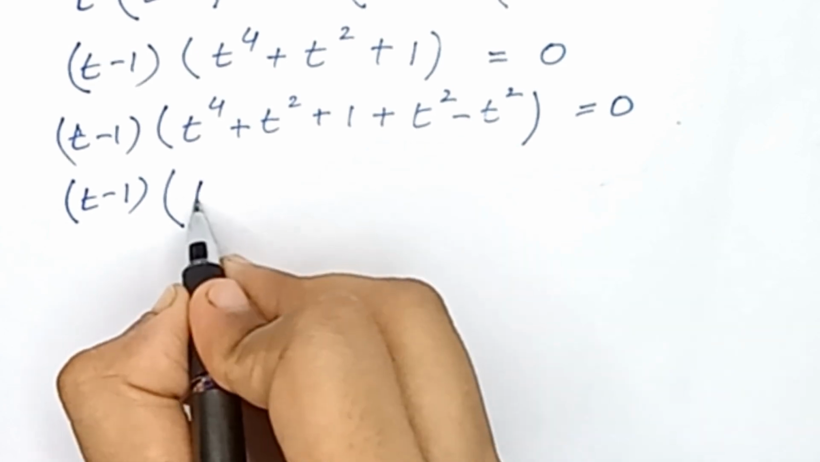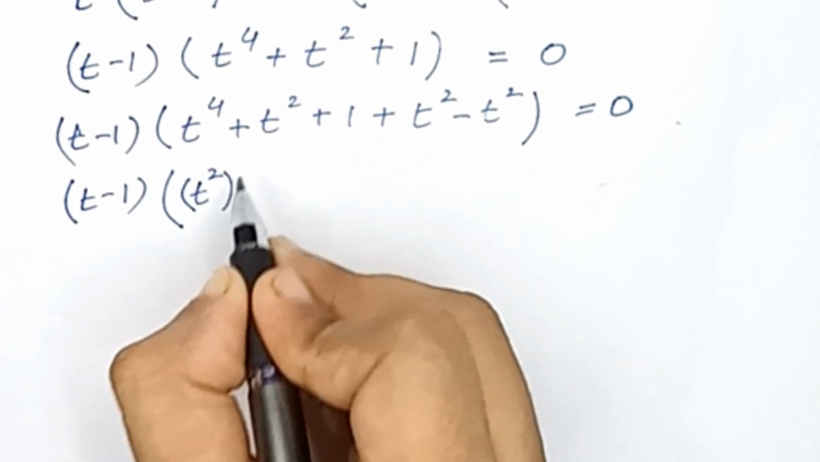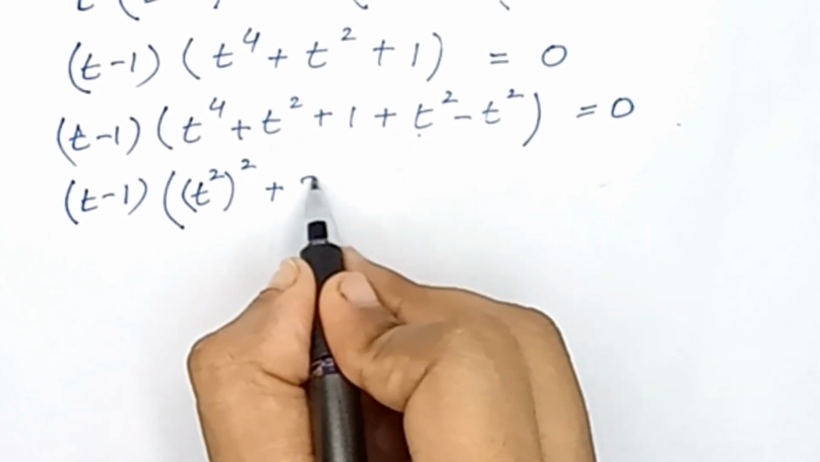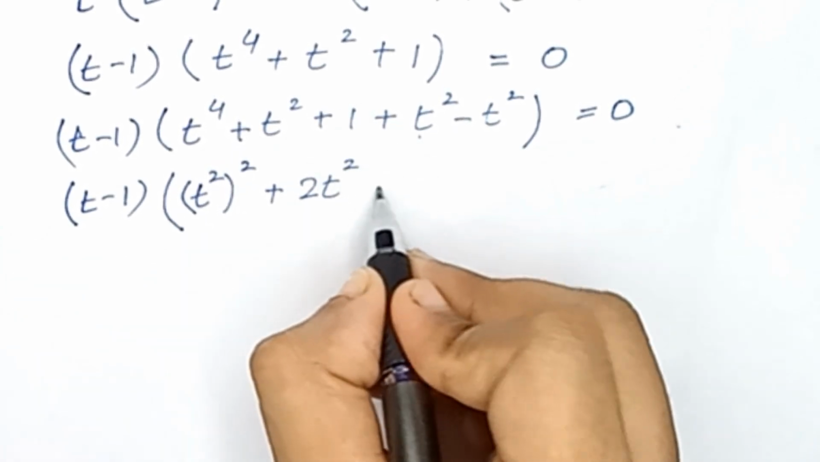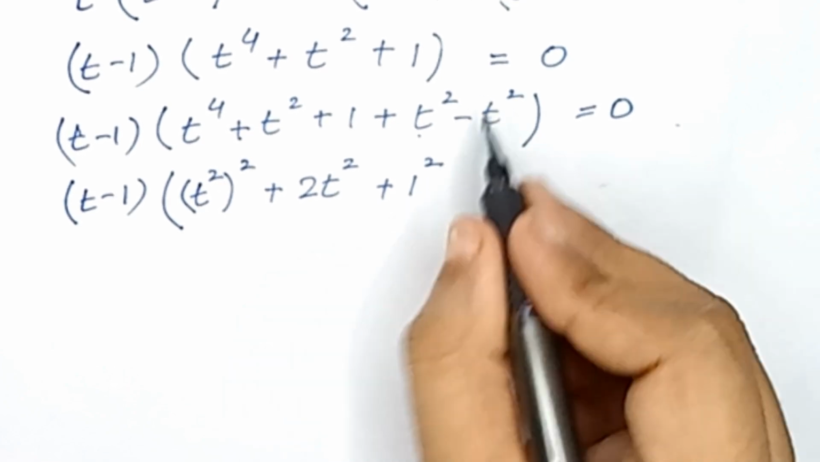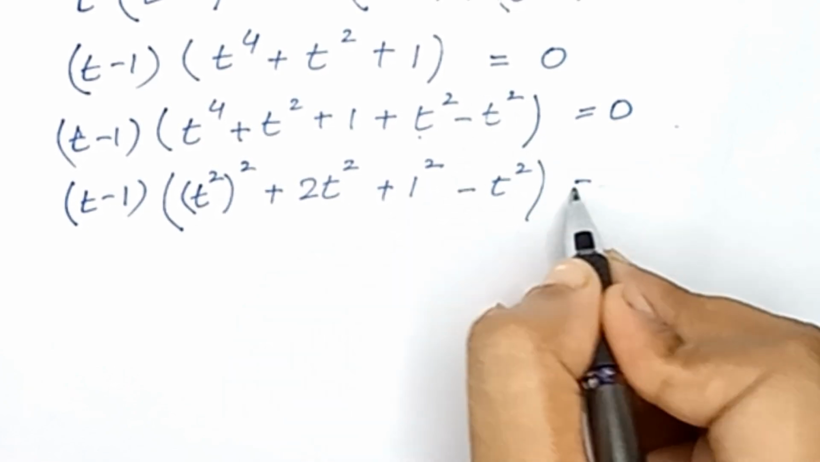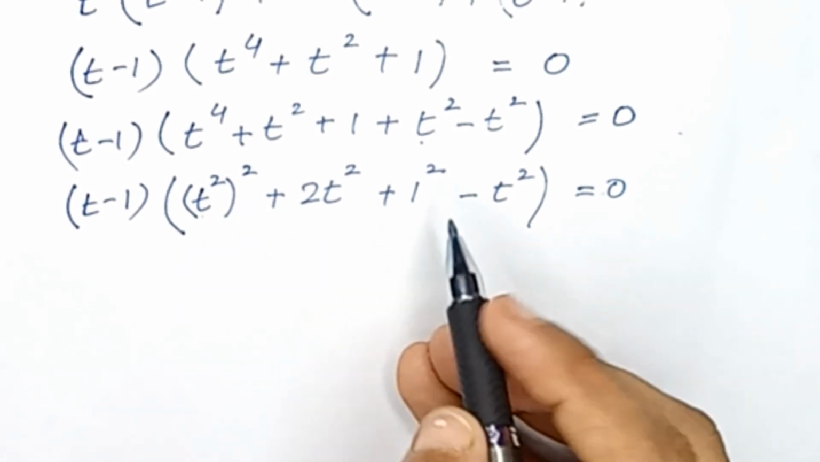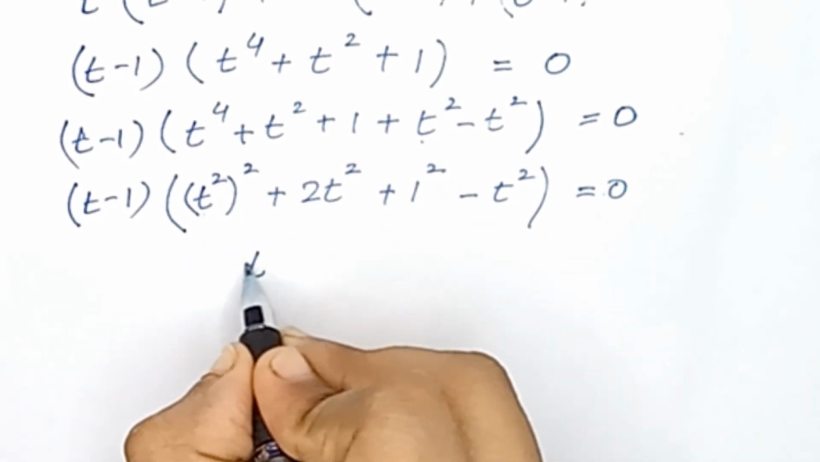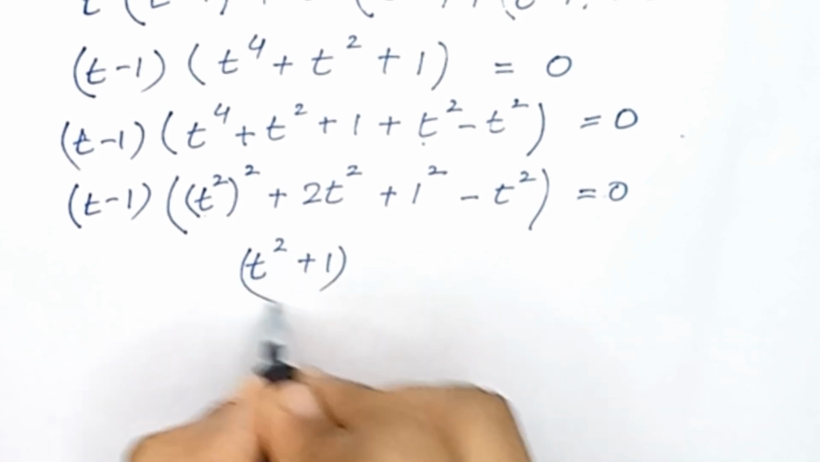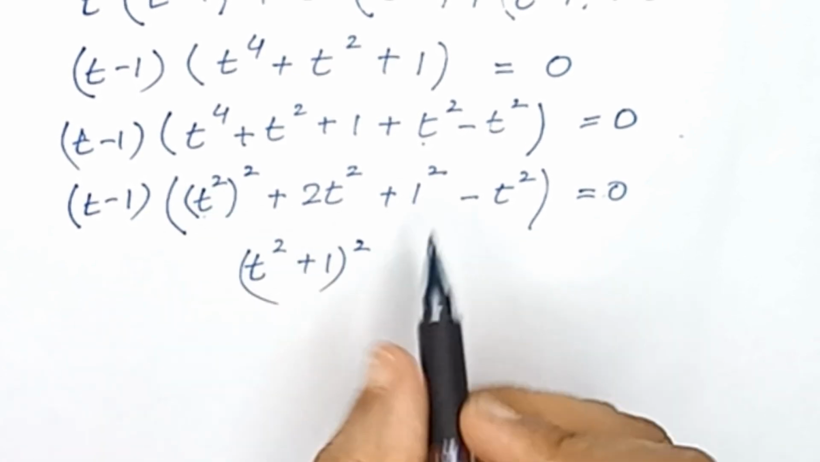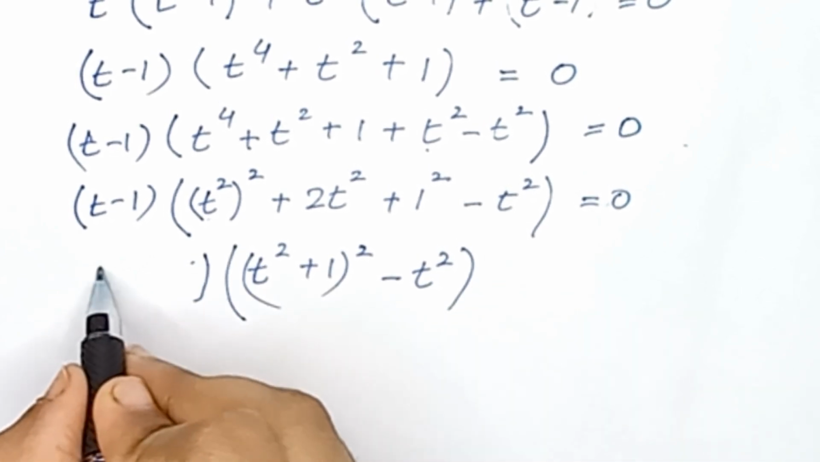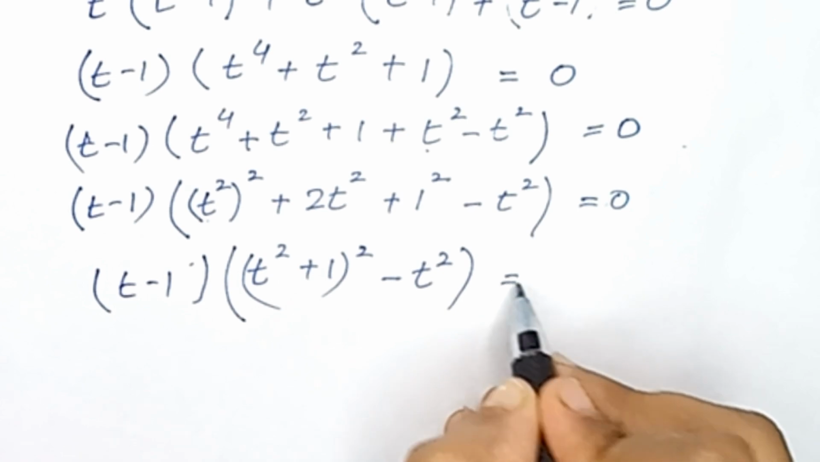From this factor, we can write t raised to the power 4 as t square whole square, and this t square and this t square will become 2t square. We can write 1 as 1 square, and this minus t square will remain the same and it will be equal to 0. Now you can see that it is in the form of a square plus 2ab plus b square, which is equal to a plus b whole square, where a is t square and b is 1, minus this t square times t minus 1, and it is equal to 0.